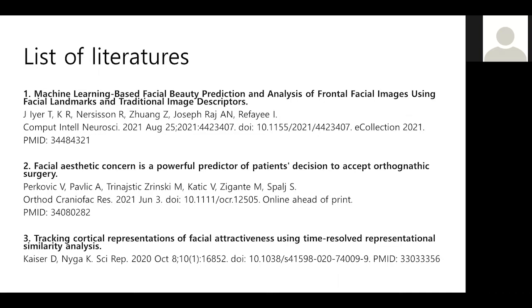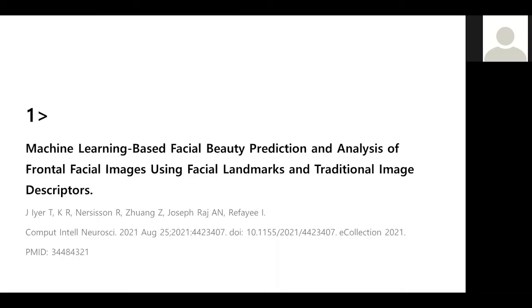These are the lists of today's literatures. The first literature is about machine learning-based facial beauty prediction and analysis of frontal facial images using facial landmarks and traditional image descriptors.